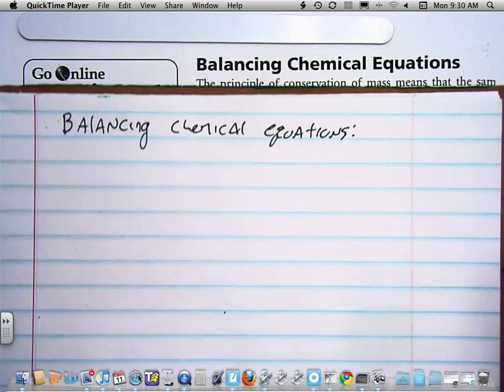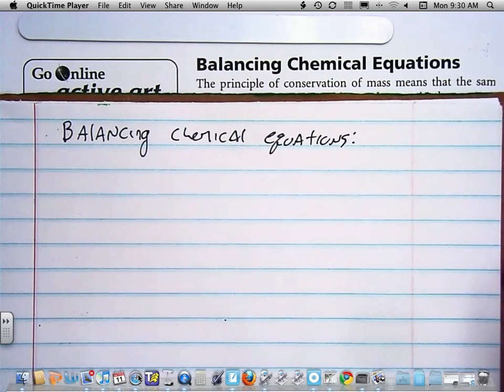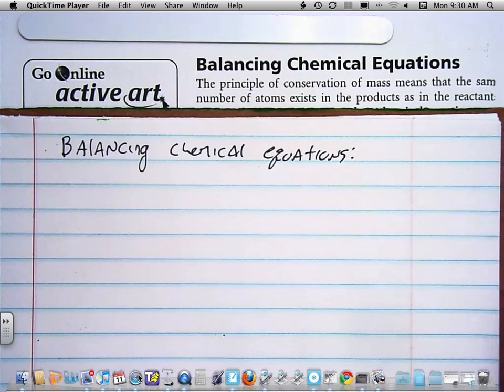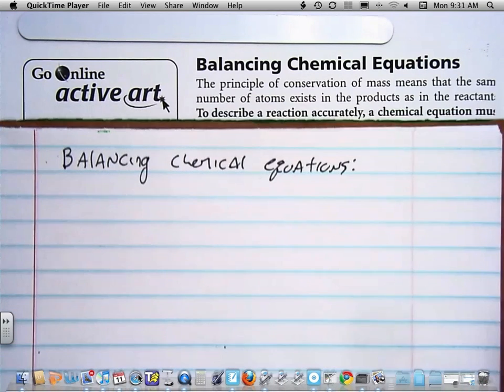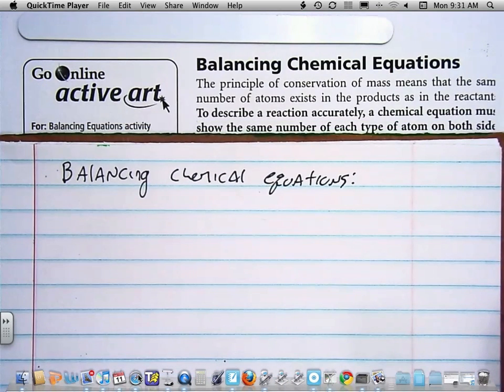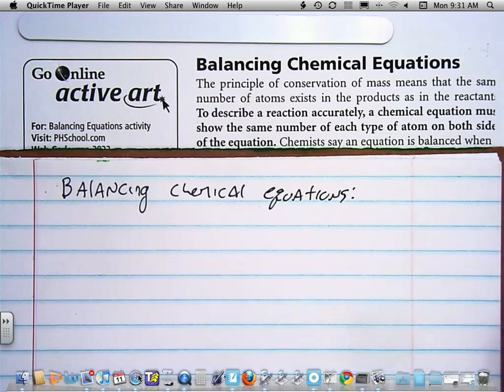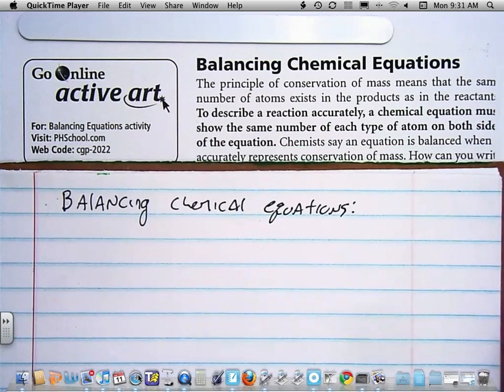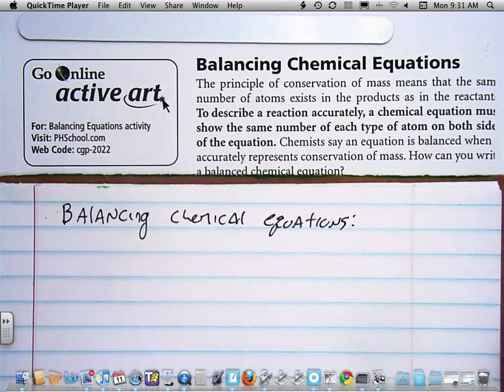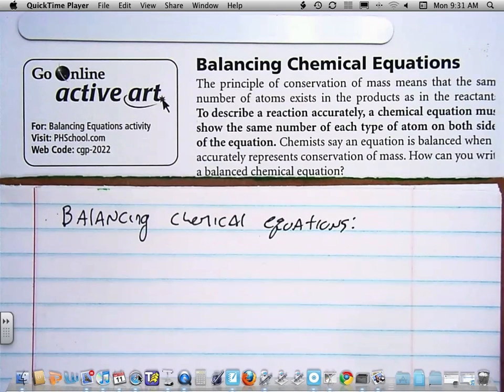Balancing chemical equations. The principle of conservation of mass means that the same number of atoms exists in the products as in the reactants. To describe a reaction accurately, a chemical equation must show the same number of each type of atom on both sides of the equation. Chemists say an equation is balanced when it accurately represents conservation of mass. How can you write a balanced chemical equation?